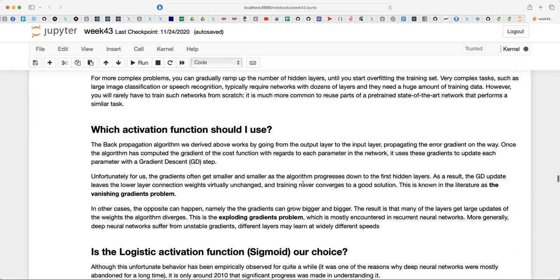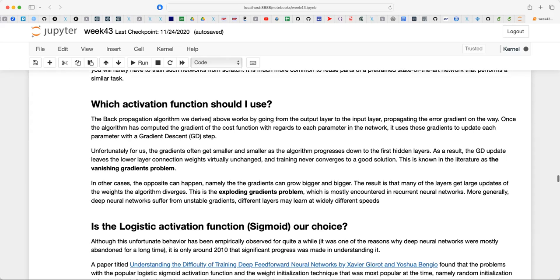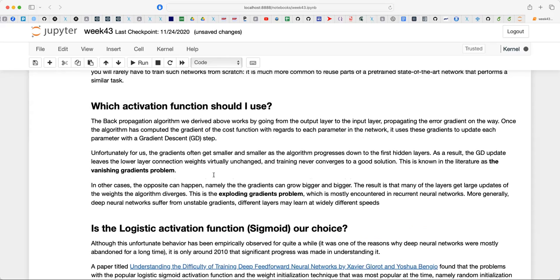So the question is also which kind of activation functions you should use. And this has actually been a huge debate in the literature. And one of the problems with the sigmoid function is that when your argument goes to -infinity and +infinity, then the sigmoid function flattens out.